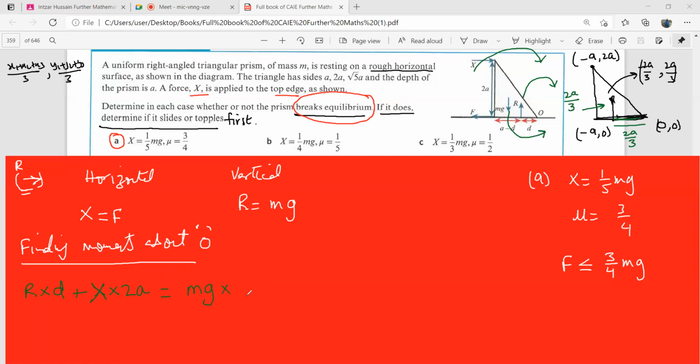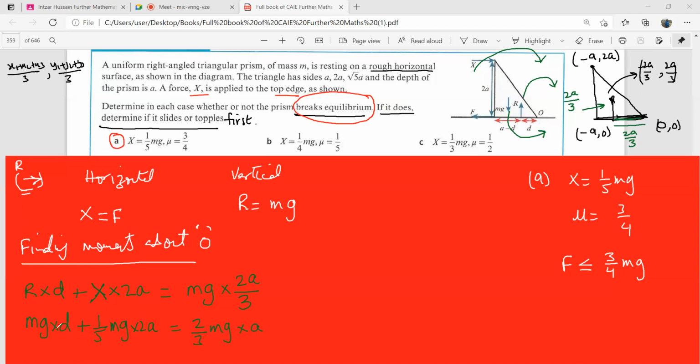So that is going to be mg times 2a over 3. Okay, this is mg times 2a over 3. Acha, if I put that x as 1 over 5, okay, so this is going to be R, we have equal to mg, na? Yeah, this is mg times d plus 1 over 5 mg times 2a, and that is going to be equal to 2 by 3 mg times a.